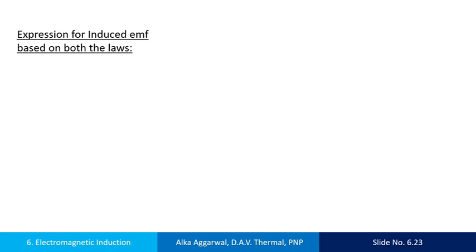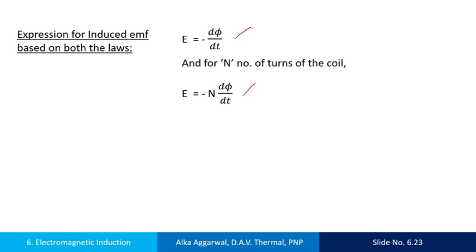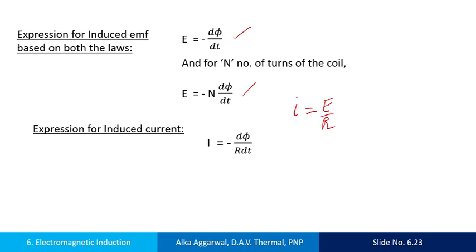Now, the expression for the induced EMF is minus d phi by dt if it has only one loop. If it has n loops, n number of turns, then the expression for the EMF is minus n d phi by dt. The expression for the current, as you know, is current equal to E upon R. So here the current is given as minus d phi by dt upon R, since E is equal to minus d phi by dt.